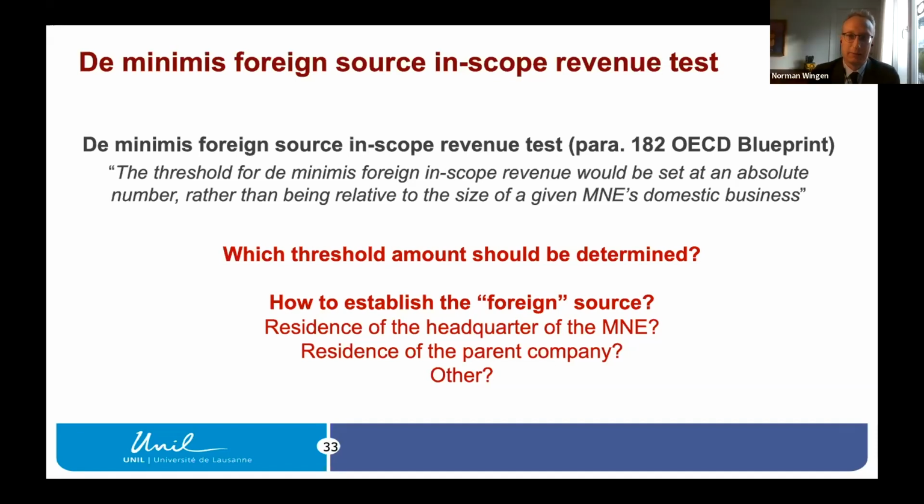No. So basically, when it was written, it was really keeping in mind the simple case. Really, you have a domestic business with a headquarter and parent company in the same country, and the idea to take of this de minimis foreign source in scope revenue test is really to take these MNE groups out, which only operate in one country, because if you run the whole determination and reallocation of Amount A, you reallocate to the same country. So that's the idea of this threshold.